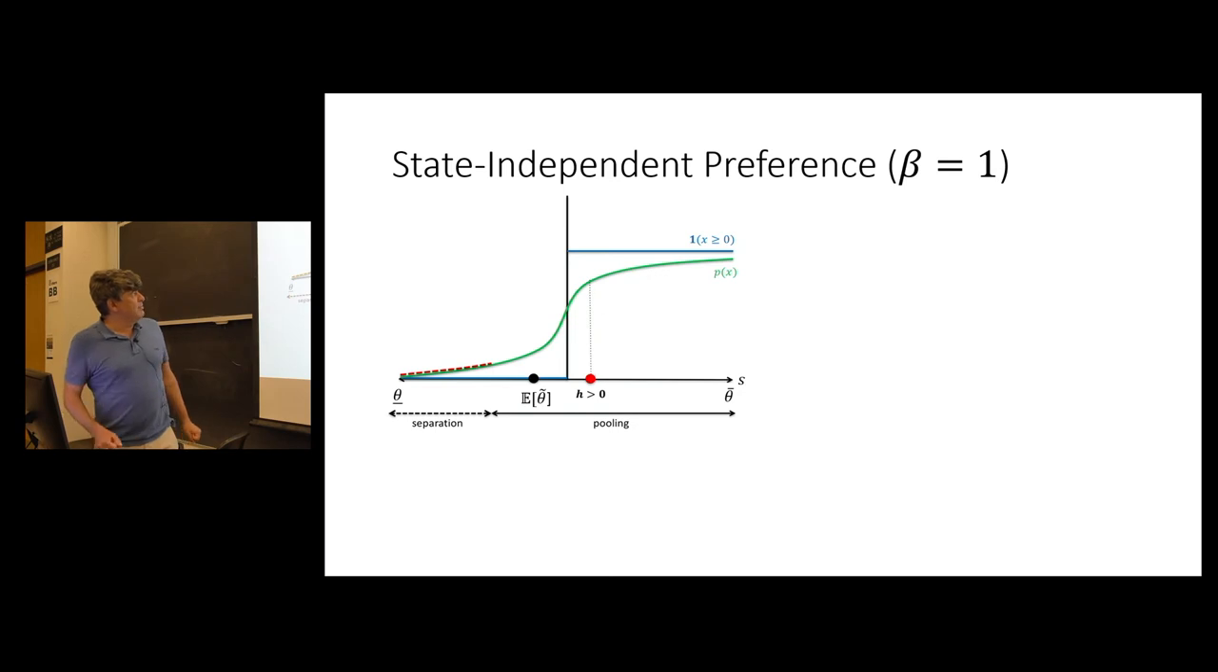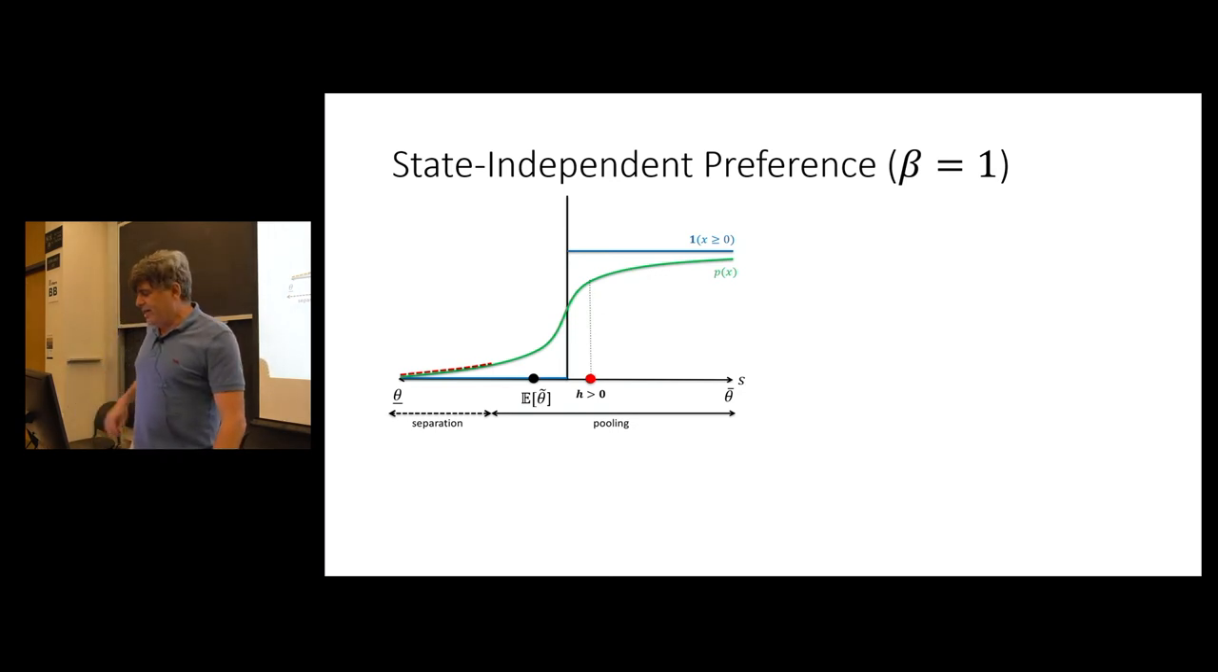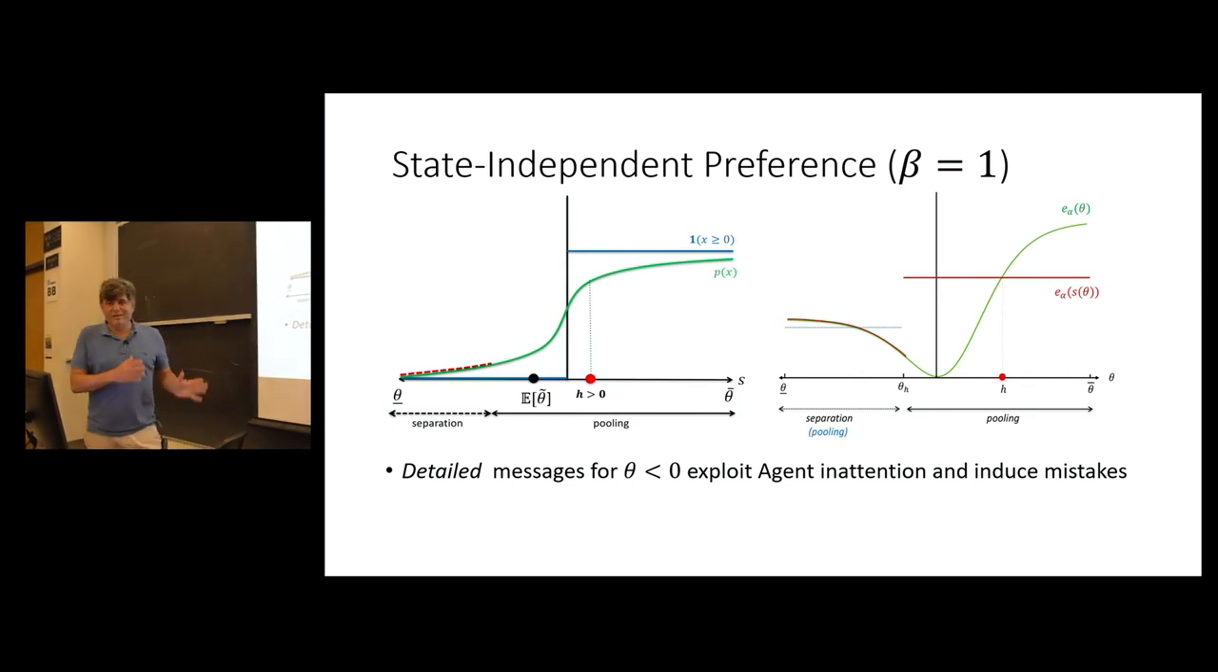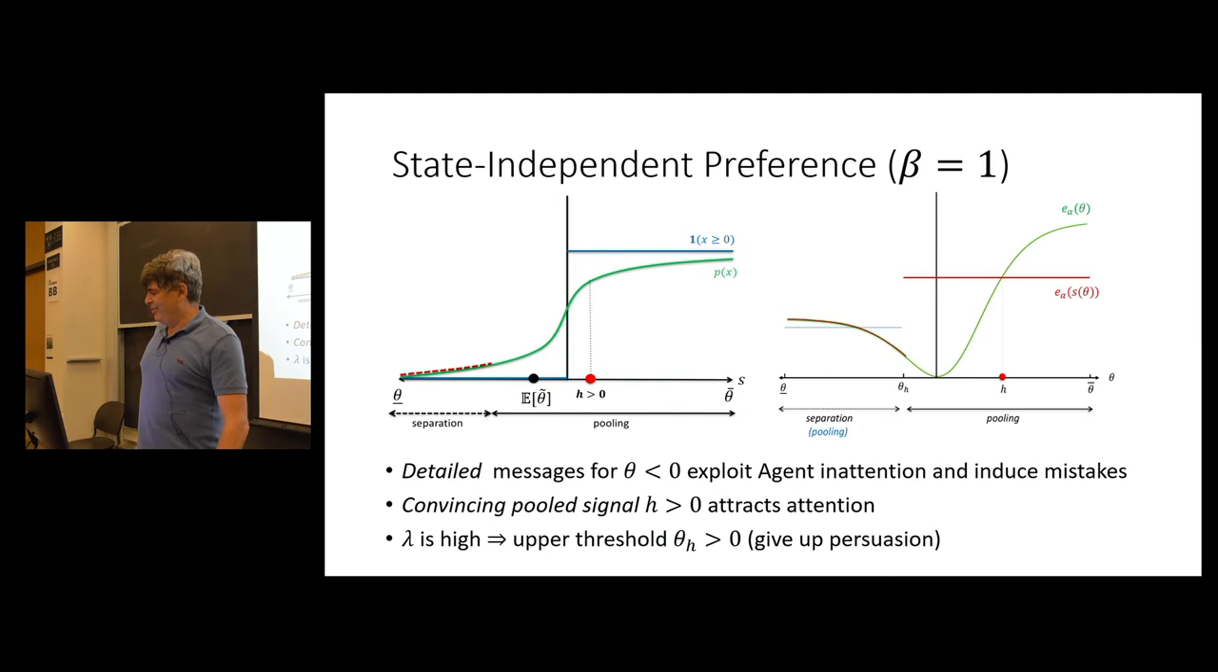Okay, now this is in the case of aligned preferences. The other extreme is state-independent preference, where you want to convince the agent to act. So it's somewhat similar, but without going into detail through the pictures, the main thing is that here sometimes you actually don't want the agent to pay attention because you want him to make the decision, even if it's bad for him. And so here you actually get separation at the bottom. So when the state is negative, he shouldn't act, but by telling him exactly the state, you actually reduce his attention and exploit his inattention and increase the probability that he actually makes a mistake and acts. So, okay, that's just a high level overview.